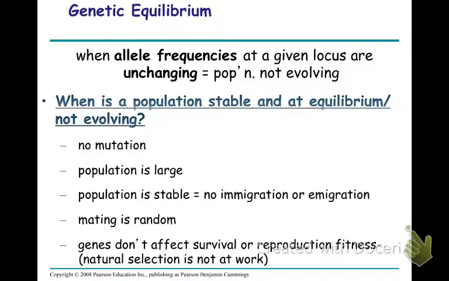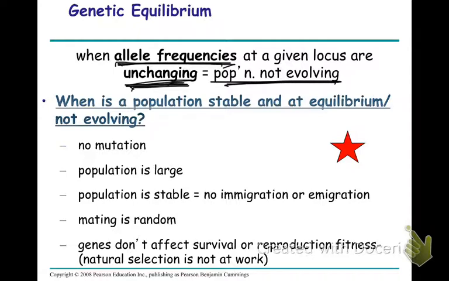Okay, so Hardy and Weinberg were two scientists. They were mathematicians. They said that a population is at genetic equilibrium and not evolving if the allele frequencies are not changing. Okay, what these words mean, hold a little bit. In the next slide, I'll be talking about it. So, allele frequencies are not changing, they are the same, means the population is not evolving.